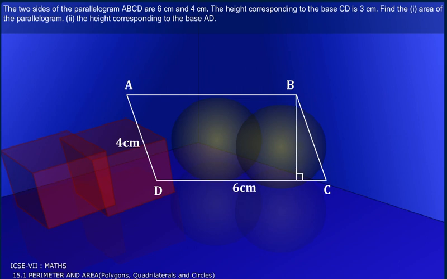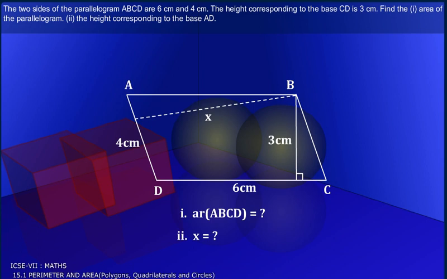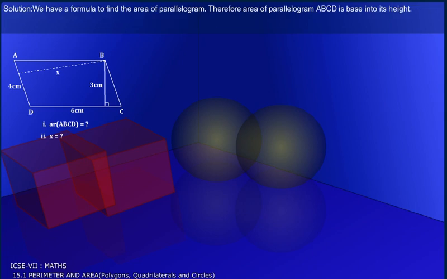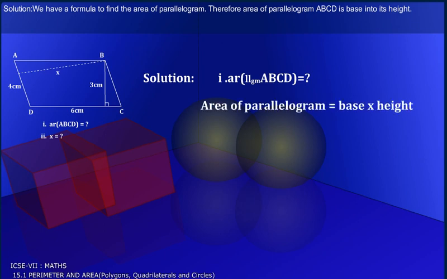The height corresponding to the base CD is 3 cm. Find 1. the area of the parallelogram, and 2. the height corresponding to the base AD. Solution. We have a formula to find the area of a parallelogram. Therefore, the area of parallelogram ABCD is base into its height.